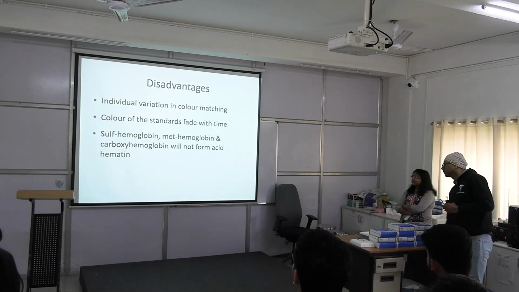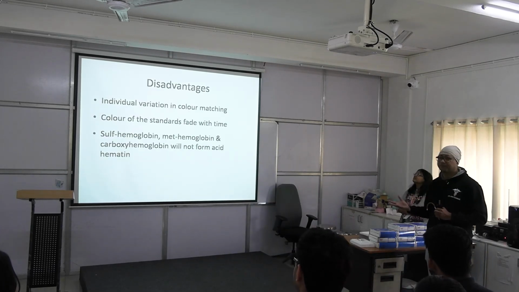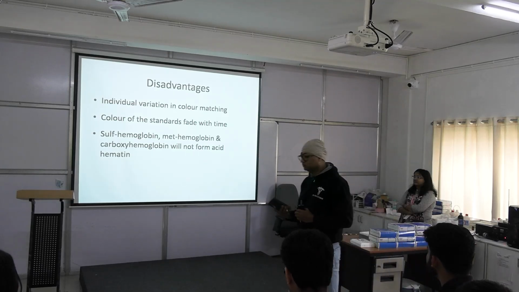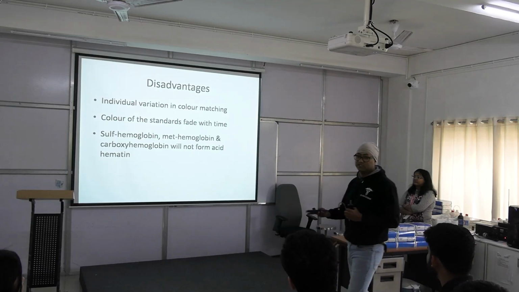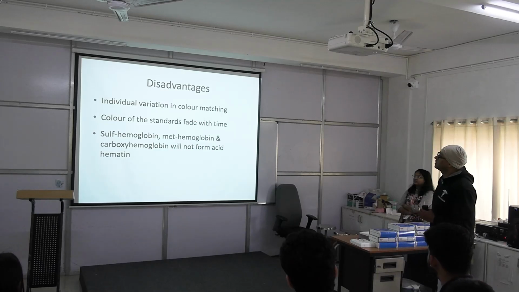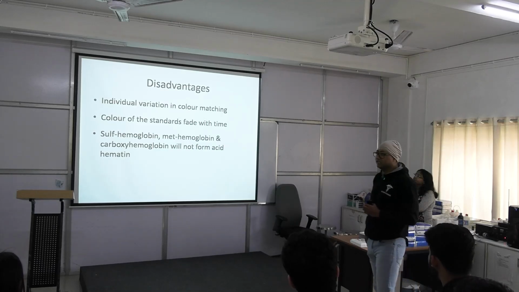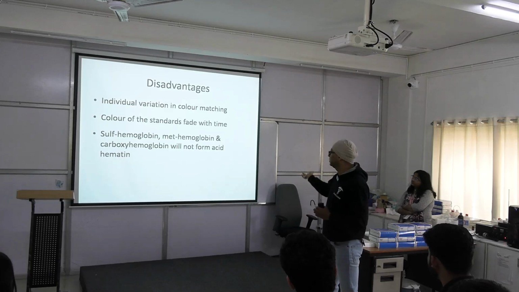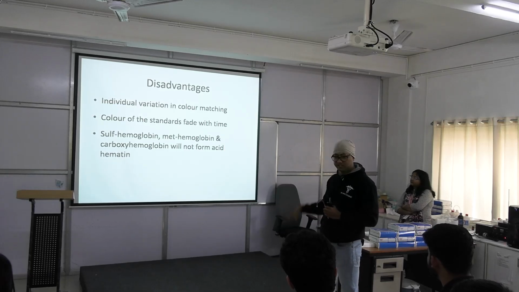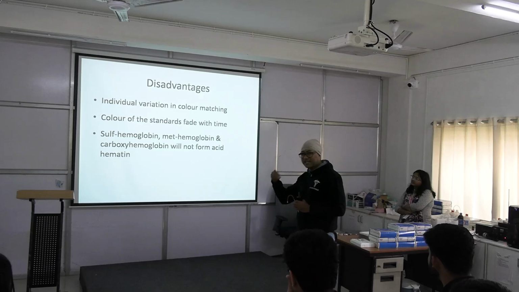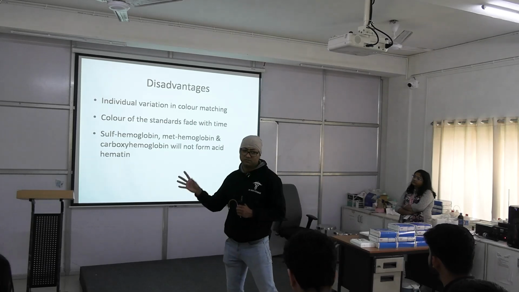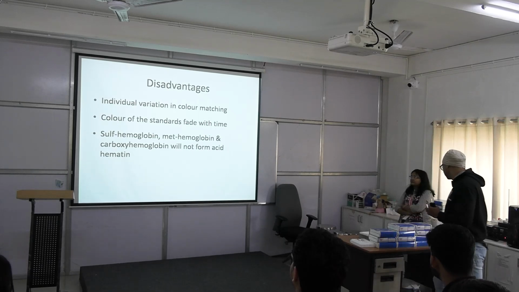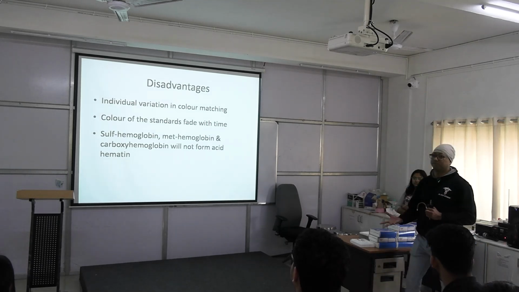ठीक है? अच्छा, disadvantages of Sahli's method: individual variation for color matching, जो मैंने बोला कि आपको लग रहा है कि match हो गया, किसी और को लग रहा है match नहीं हुआ, right? Then color of the standards fades with time, ठीक है, आप जितना छोड़ देते हो उसका color fade हो जाता है. And next is sulfhemoglobin, methemoglobin, carboxyhemoglobin will not form acid hematin. Okay, so you slightly underestimate, but that is not more than 0.2 or 0.3, right? Okay, so slightly you underestimate, but the advantage of Sahli's method is it is cheap.